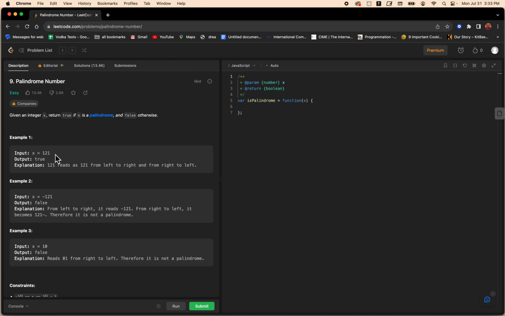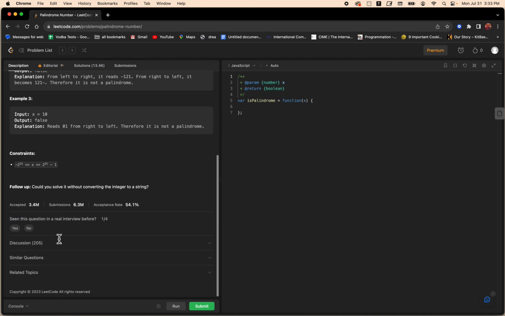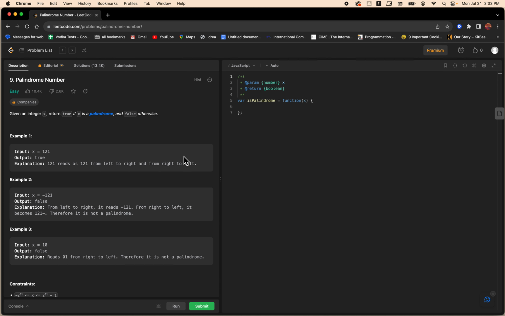Example 1, input x equals 121, output true. Example 2, input x equals negative 121, false. Oh, from right to left, it becomes 121 minus, not a palindrome. Okay, constraints. Looks like it's a 32-bit integer. x equals 10, false. Can you solve it without converting the integer to a string?